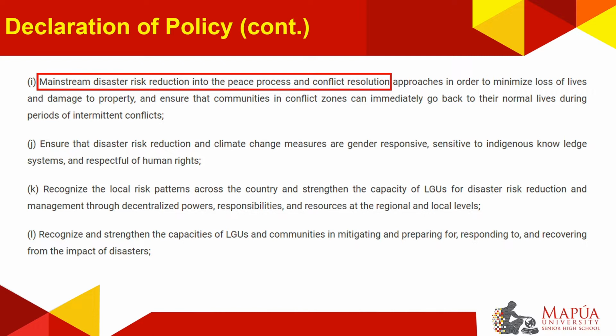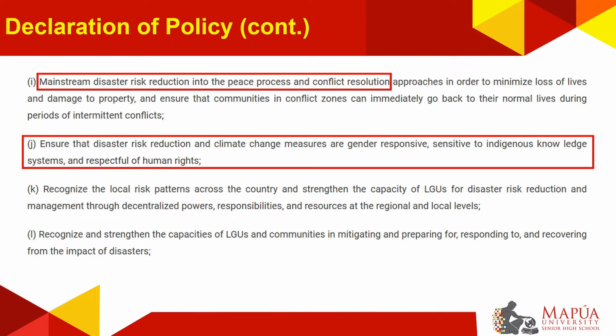Letter J states to ensure that the disaster risk reduction and climate change measures are gender responsive, sensitive to indigenous knowledge systems, and respectful to human rights. One thing that we need to look for when it comes to DRRM is to ensure that it is inclusive, not just to the majority, but also to the minority groups.